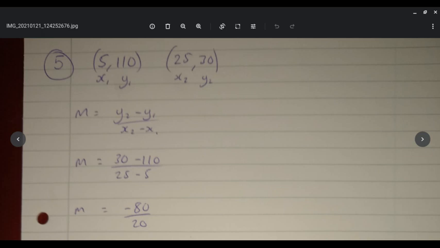Hi, a National 5 straight line question. Find the equation of the line joining these 2 points. So a few things to do here. Step 1 is to find the gradient of the line joining the 2 points.